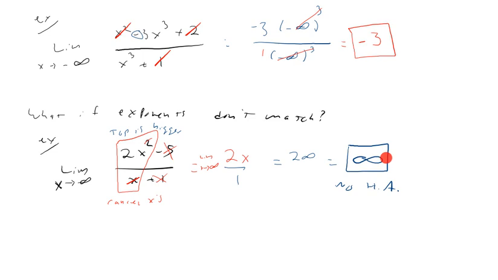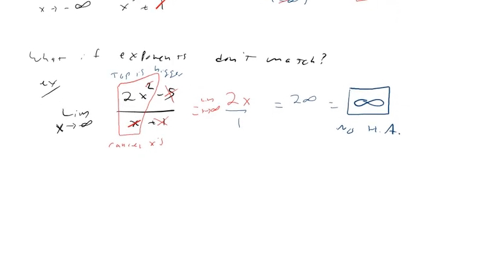What if, whoopsies, it was the other way around? What if instead, limit as x approaches infinity of x plus 1 over 3x cubed minus 7x? What if my bigger one's on the bottom? What is that like? Jessica, you're asking, every time the top is bigger, there is no horizontal asymptote. That is correct. Every time the top is bigger, there is no horizontal asymptote.